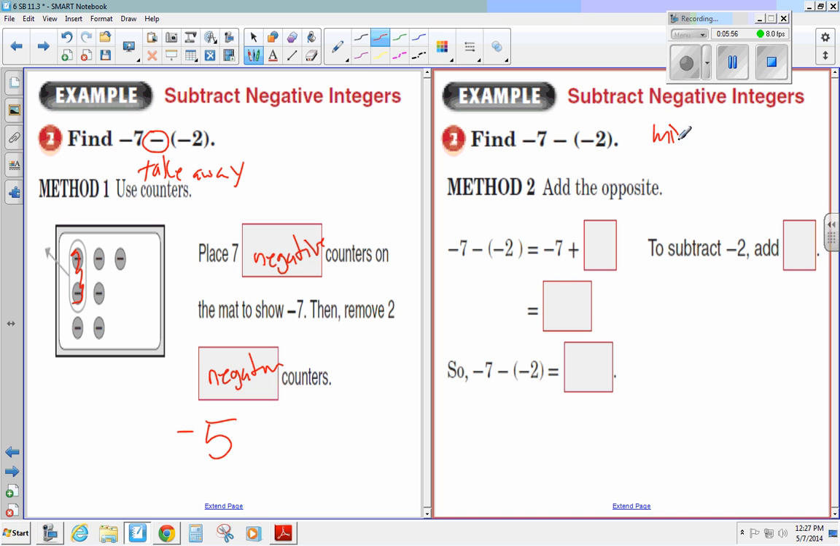This is where I said I might say "minus a minus is the same thing as plusing." So -7 plus 2.